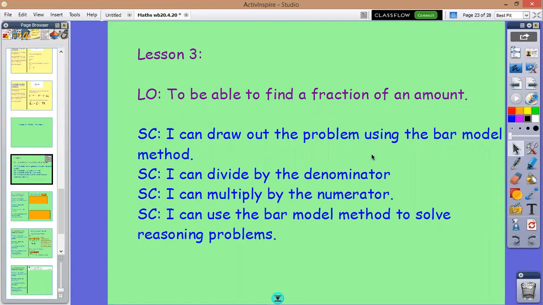So, the learning objective is to be able to find a fraction of an amount. I can draw out the problem using the bar model method. It's really important that we can visualize the mathematical question because that will really help us solve the problem. I can divide by the denominator, that's really important. I can multiply, or times, by the numerator, which is always the top number. And the last one, again, we're going to use that bar model method to solve reasoning problems. Okay, so let's start with the very first one for you.